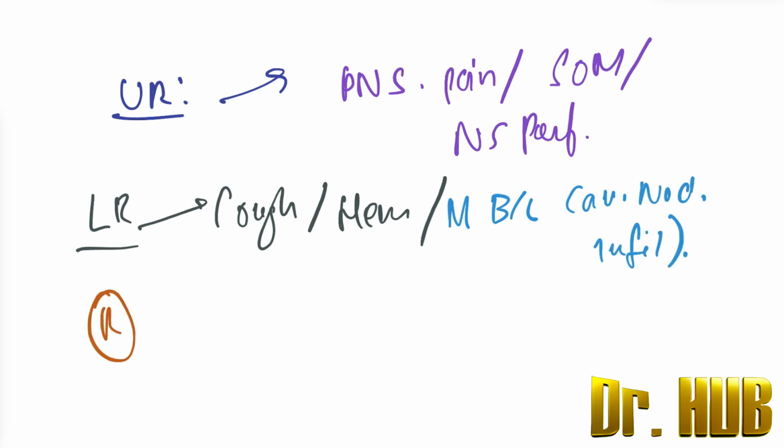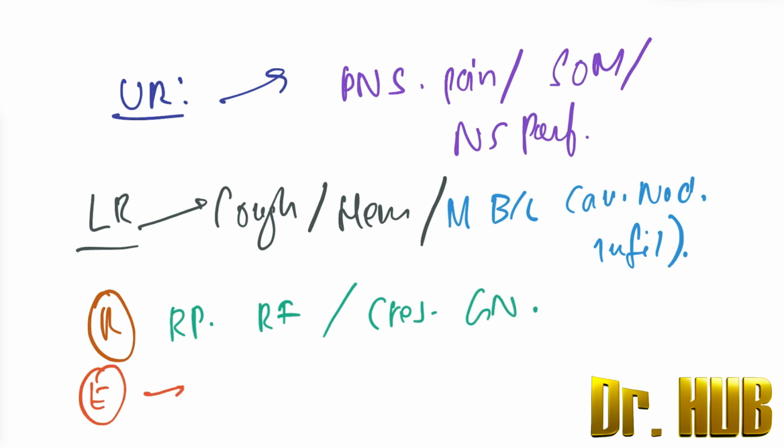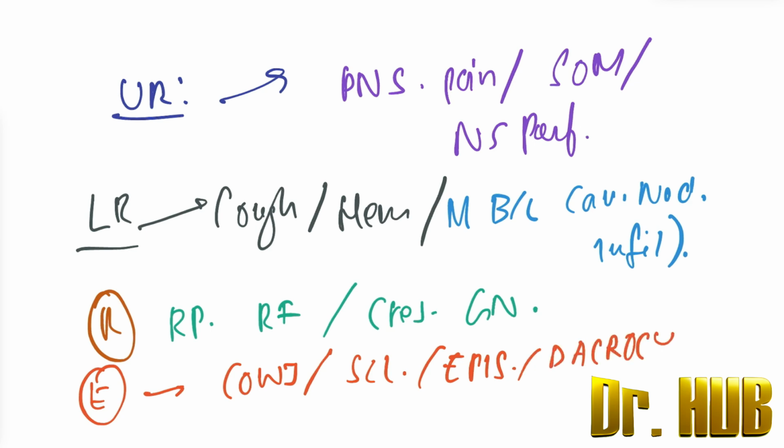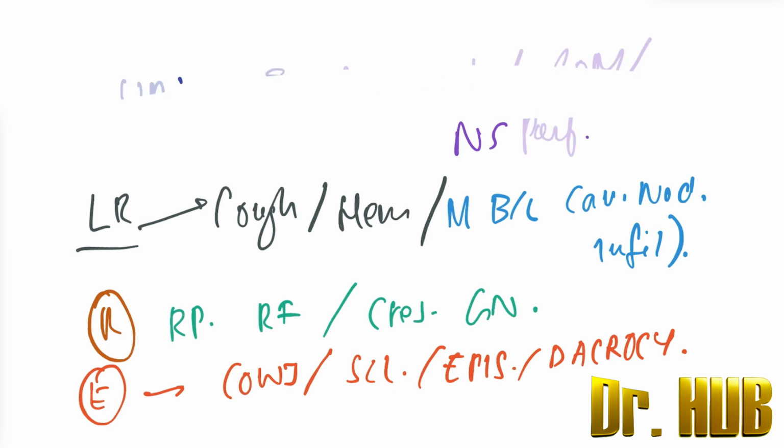Moving on to the renal system, the patient presents with rapidly progressive renal failure and crescentic glomerulonephritis. Now let's look at the eye. It presents with conjunctivitis, scleritis, episcleritis, as well as dacryocystitis.